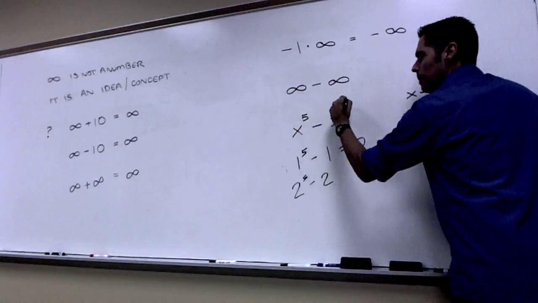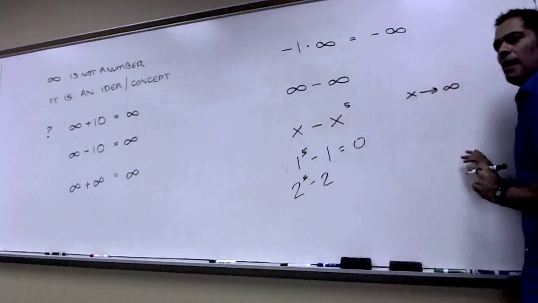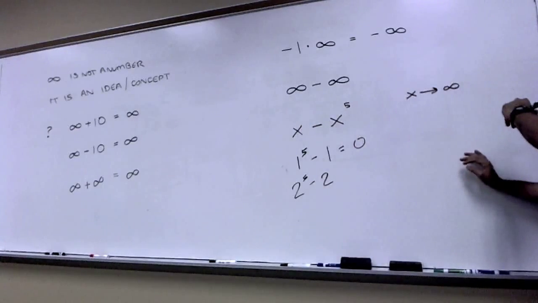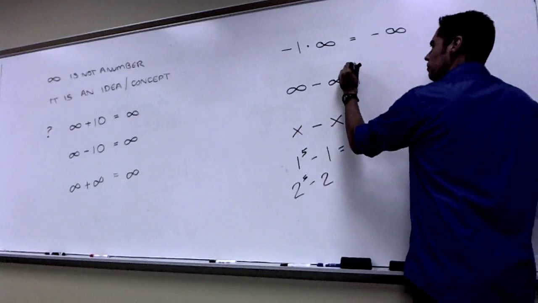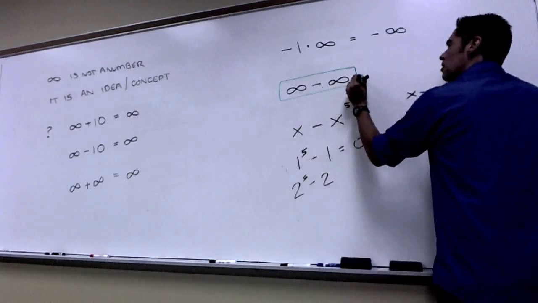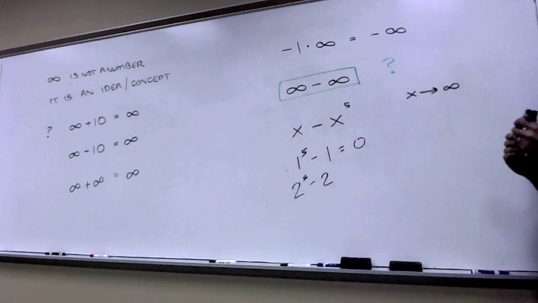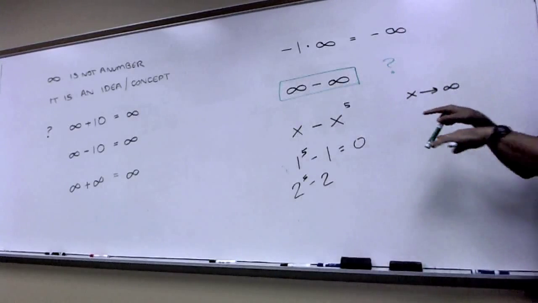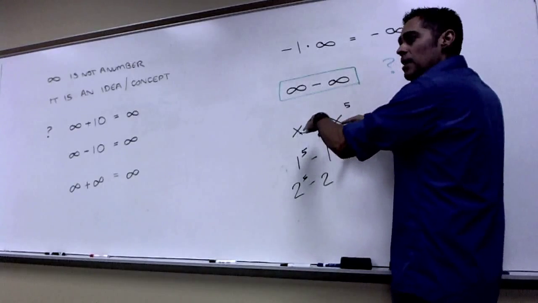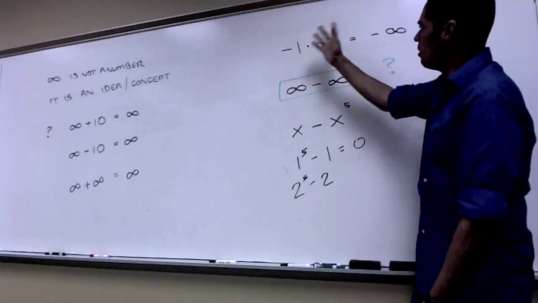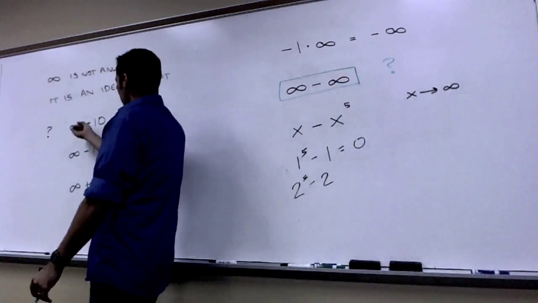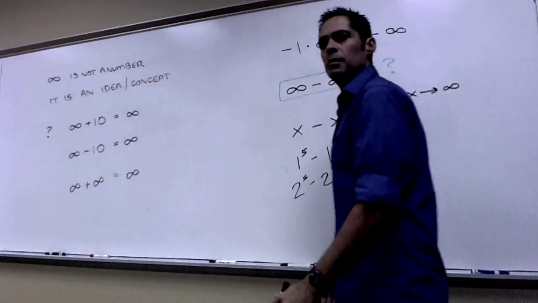But if I flip it and put the 5 here and make it this way, what's going to happen? Now it's going to want to become negative infinity. So anytime we see something like this, we actually don't know what's going to happen until we investigate the expression more deeply. We have to know this before we can answer something like this. These here, there's no question. Something gets big, you add 10, it's still going to be big.